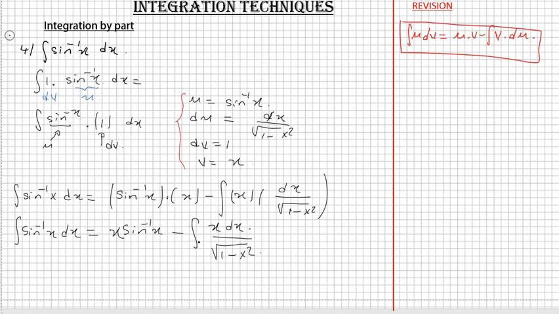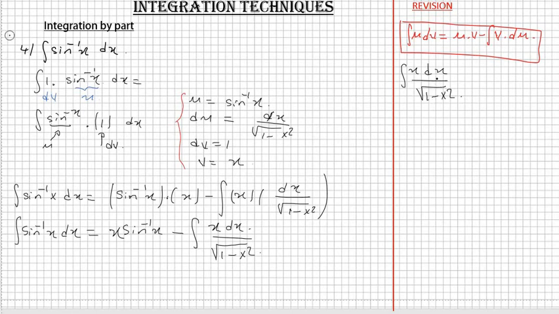So now the second part is to integrate this function here. You did that in N5. So we are going to use a method called the integration of function by substitution. So if we have, we can do it separately. We have x dx over square root of 1 minus x squared.